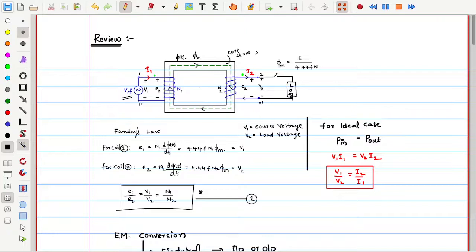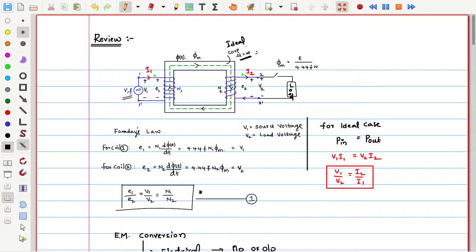And the transformer consists mainly of a coil and core assembly. The core here I am considering as an ideal core, which has infinite permeability. That means whatever flux is produced by coil one, the total flux will be confined within the core. It will not spread out anywhere. That is what the ideal core means.